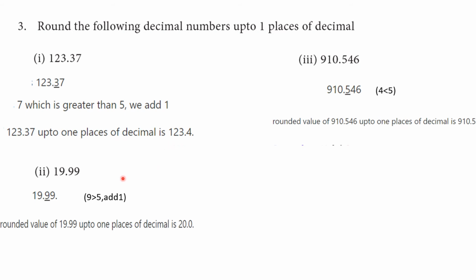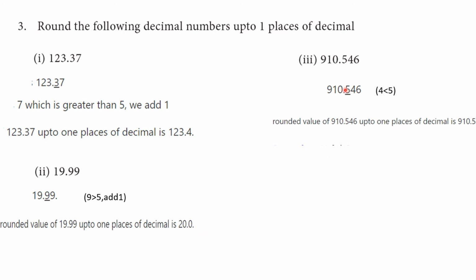Next question. 19.99. Here the 10th place is 9. The underlined digit is 9. The digit next to the underlined digit is 9, greater than 5. So you add 1 to the underlined digit. So 9 plus 1, 10, carry over 1, 19 plus 1, 20. Therefore the answer is 20.0.